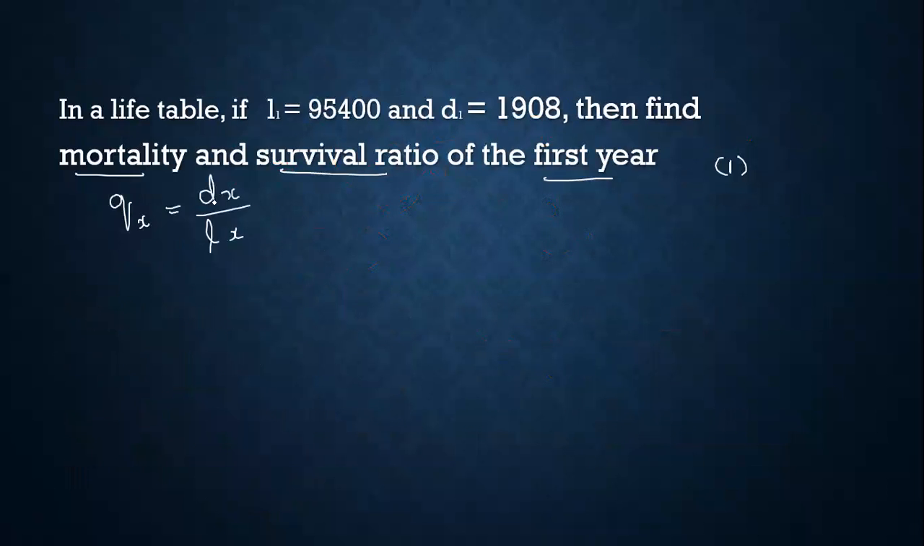Now they have given us the values of Lx, L1 and D1. So Dx is nothing but D1, divided by Lx, which is nothing but L1. So you can easily find it. What is the value? 1,908 divided by 95,400. So what is the answer?